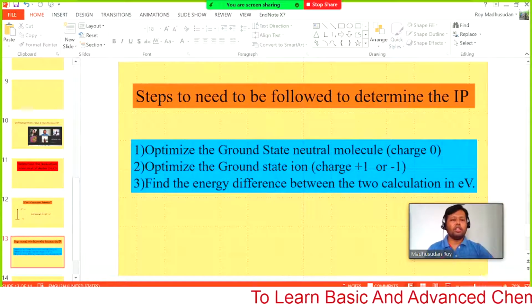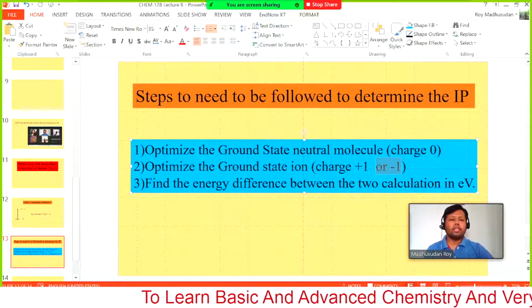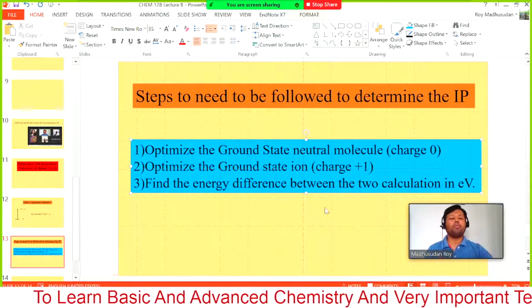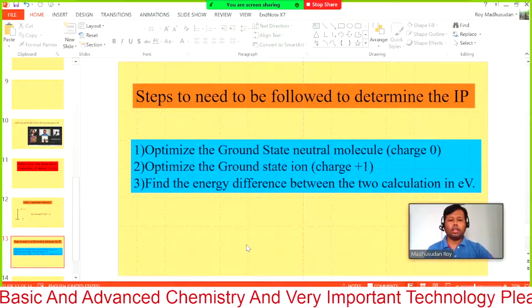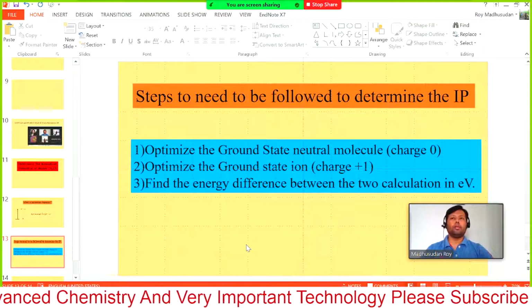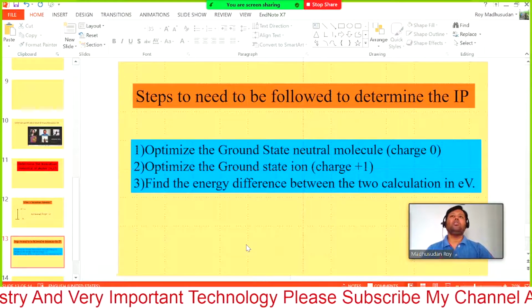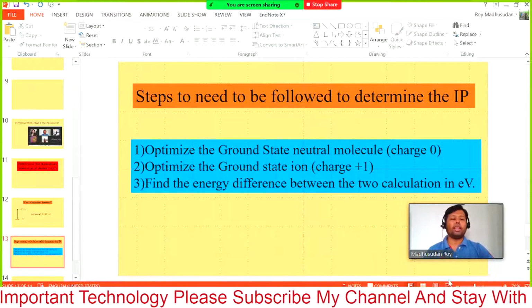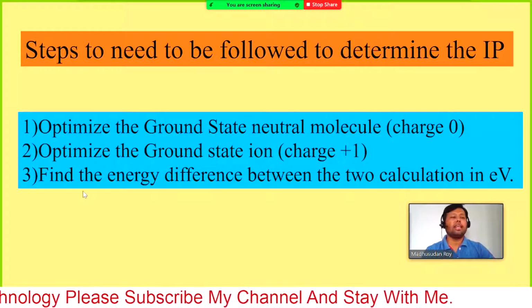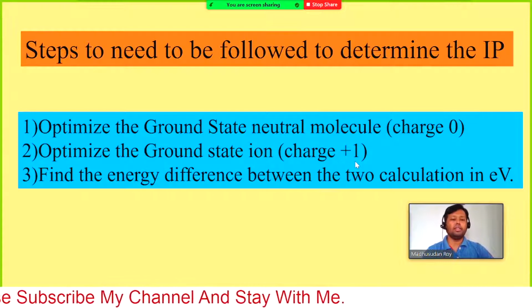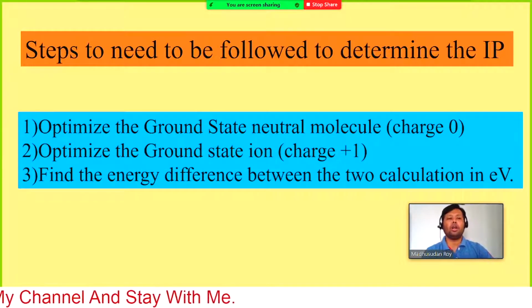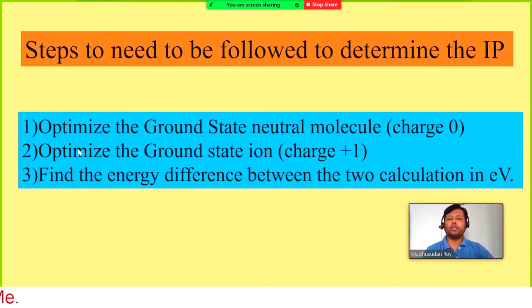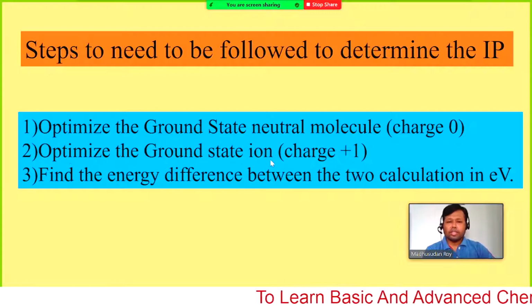That means it can have the charge positive 1, it should not be negative 1. I made a mistake, because in case of the ionization potential, we will always have the plus 1. So plus 1 or plus 2, that is to remove electrons, but the definition of ionization potential is just to remove 1 electron. So how much energy we need to remove 1 electron to form a cation, that is the definition of ionization potential. So to find out the ionization potential, we need to first optimize the neutral molecule or neutral atom, and then optimize the ground state ion.